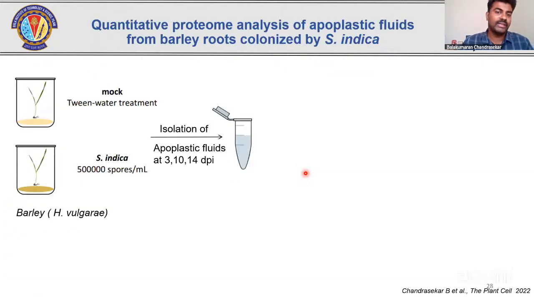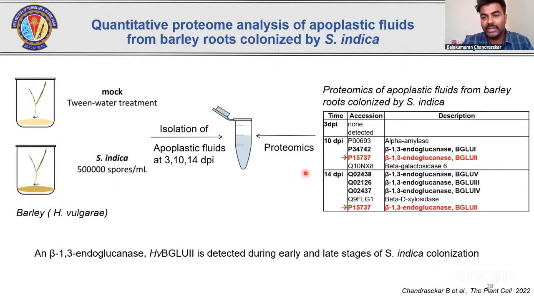For this, we performed a quantitative proteome analysis of apoplastic fluids. We took a barley plant and treated it with Serendipita indica, the fungal spores, and we collected the apoplastic fluids at 3 different time points: the 3rd day, 10th day, and 14th day. After collecting the apoplastic fluids, we performed label-free quantitative proteomics. With this, we were able to see different enzymes, different glycosyl hydrolases, which were upregulated in the apoplastic fluids of barley.